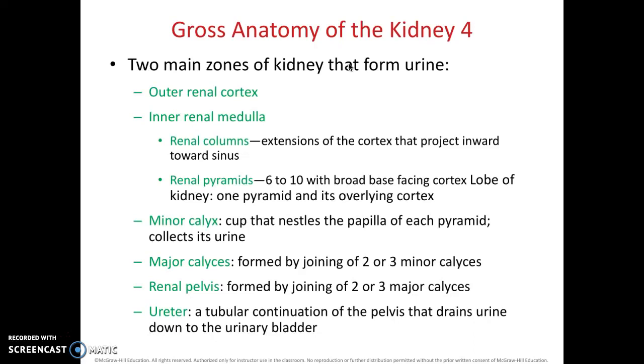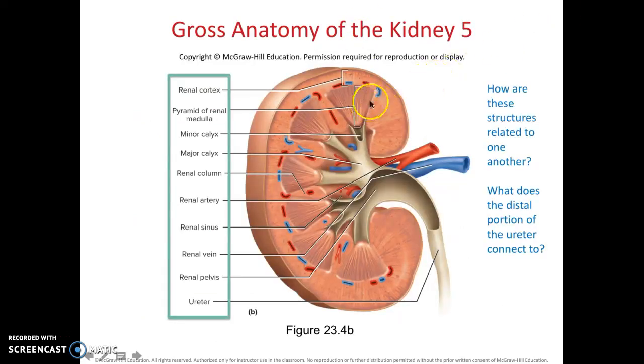And there are renal columns, which are extensions of the cortex that project inward, and there are renal pyramids. There are about 6 to 10 depending on how large your kidneys are. One lobe of a kidney is one pyramid and its overlying cortex. So here, that would be the cortex, and here the pyramids, with the base here and the apex there. One lobe would be a pyramid plus the cortex. And here you see the renal column, which is the bits of cortex between the pyramids.